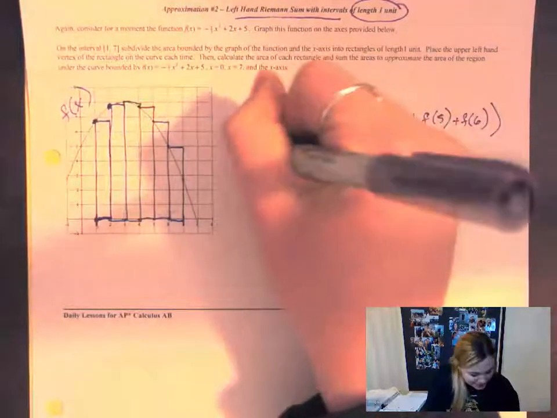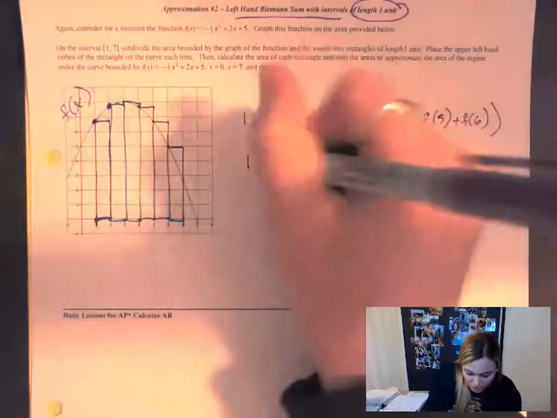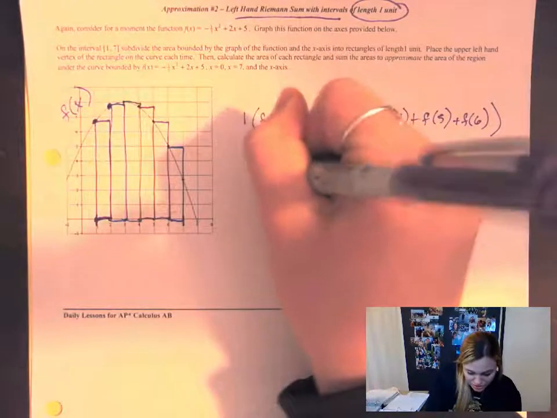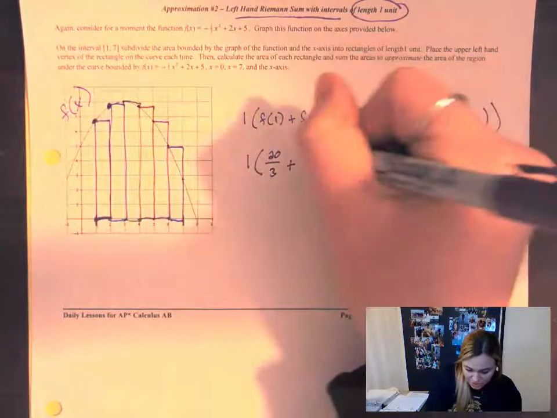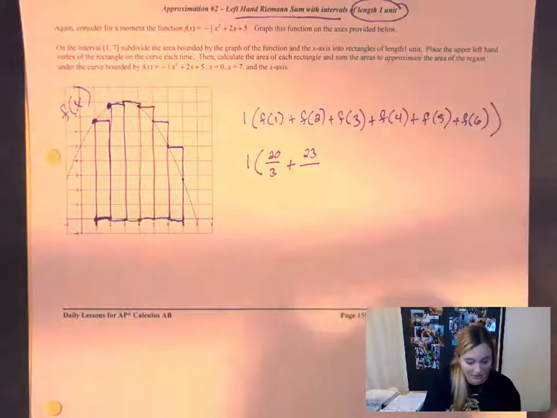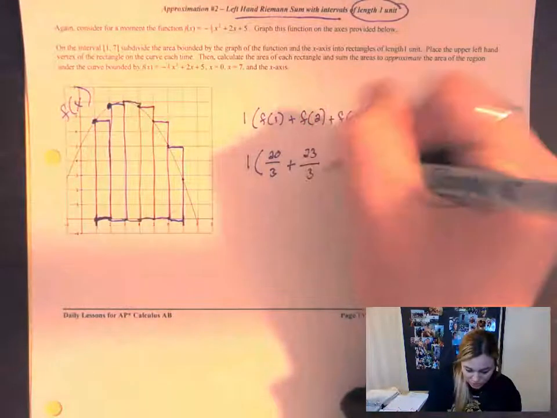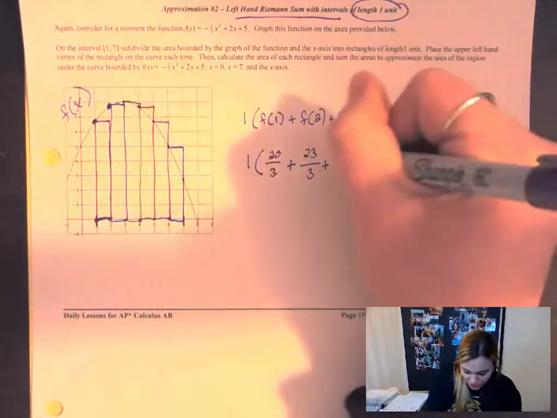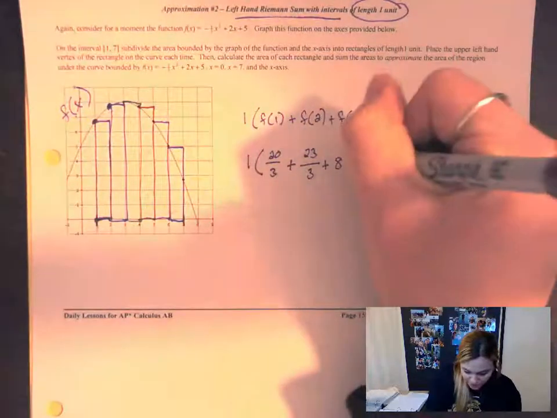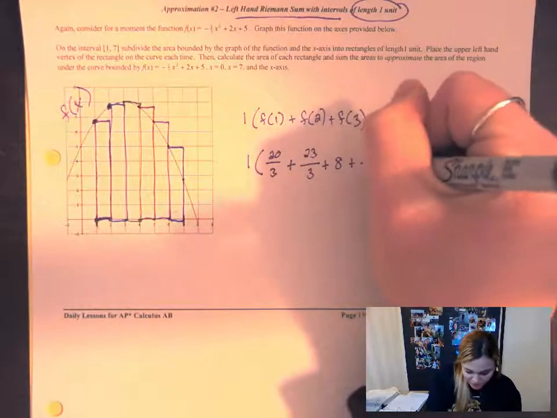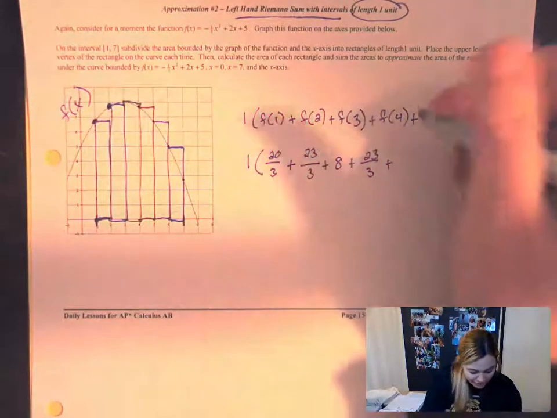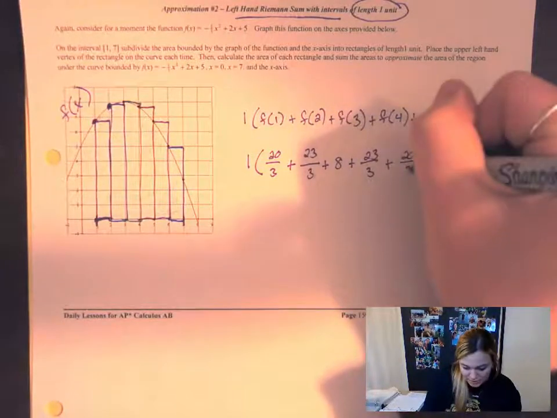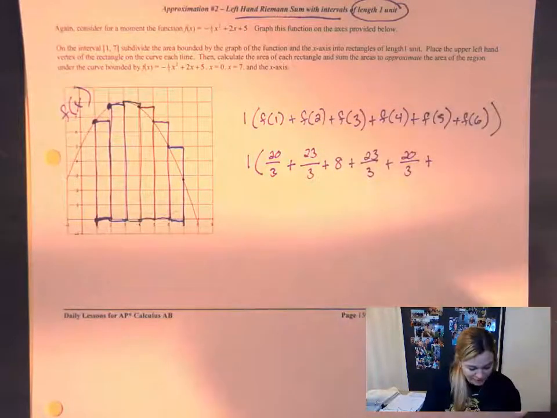If I multiply these things out, f of 1 is 20 over 3 plus f of 2. You can go back up to this f of x and substitute in 23 over 3. F of 3 is 8. F of 4 is 23 over 3. F of 5 is 20 over 3. Some of these we know from the last page too. F of 6 is 5.